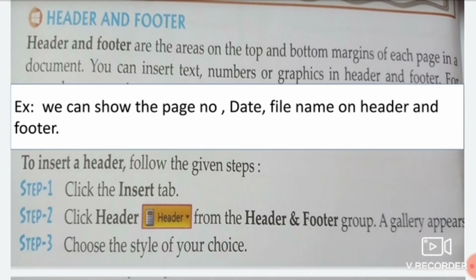Header and footer. Header and footer are the areas on the top and the bottom margin of each page in a document. As we insert the page number in the document, the header appears at the top and the footer appears at the bottom. As you can see in your computer book also, at the bottom side "Computer 5" is written and the page number is also given with it. So this is a footer part.